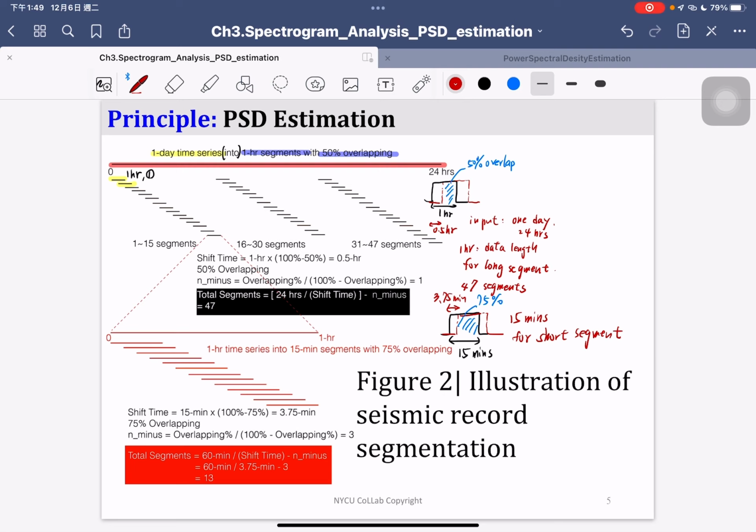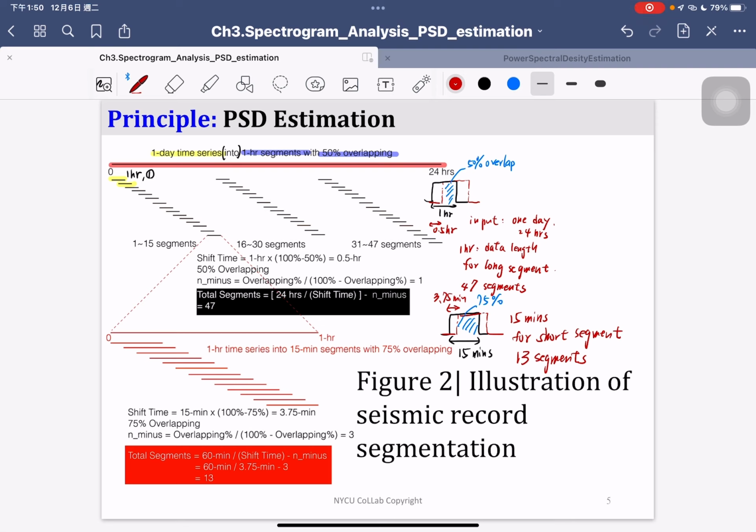So finally, we have the 13 segments for the short window. Okay. So for these windows, we have the 13 segments. So the idea in here, you will know that because our data is quite long, before we do analysis, we should cut the data into small segments. And then for each 1 hour, I cut into the 13 segments.